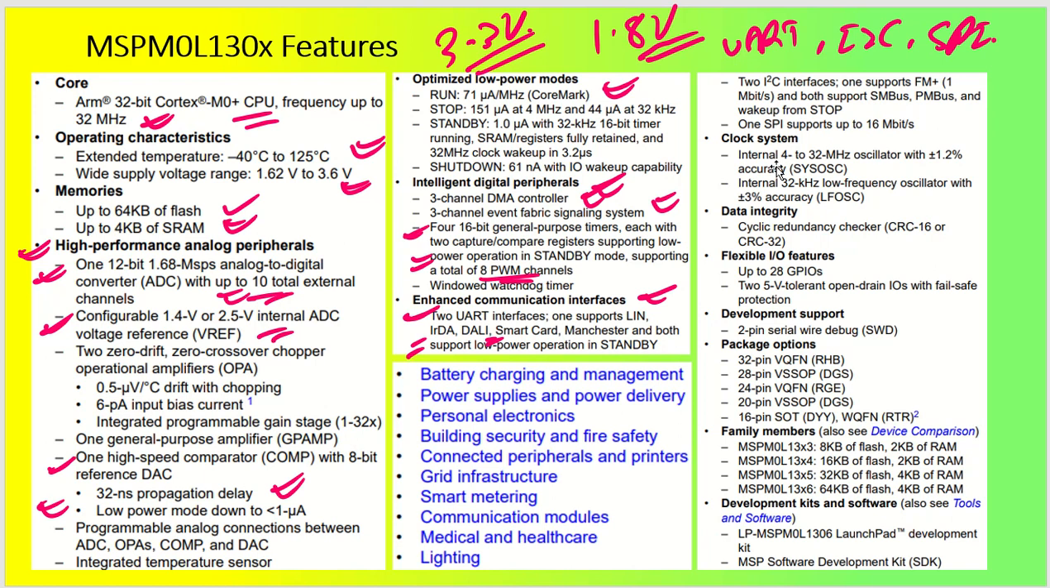Now coming to the clock system, it has an internal 4 to 32 megahertz oscillator with 1.2% accuracy. Okay, and it has an internal 32 kilohertz low frequency oscillator also. So there is no need to have an external oscillator for your high frequency application as well as for RTC applications. So even RTC application can be supported very easily with internal oscillators. It has data integrity, which is going to be CRC16 or CRC32. So cyclic redundancy checker is there, and then it has flexible IO features up to 28 GPIO. So just in a 32 pin package, if you are going to have up to 28 GPIOs, it is very good.